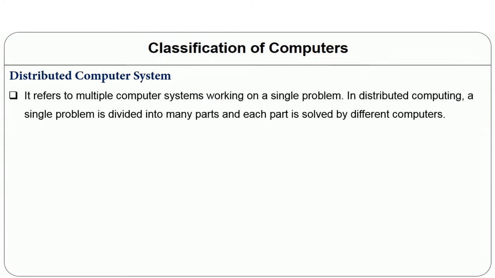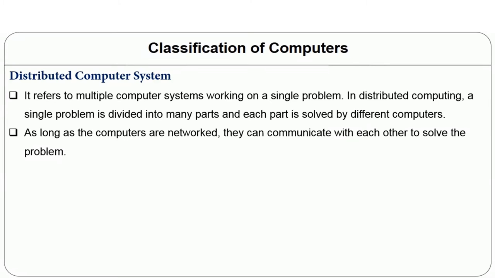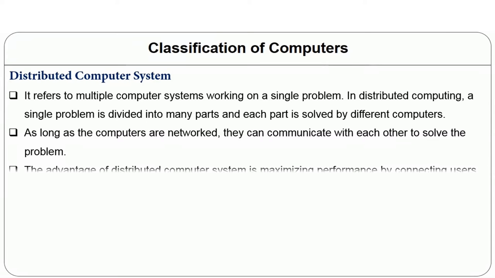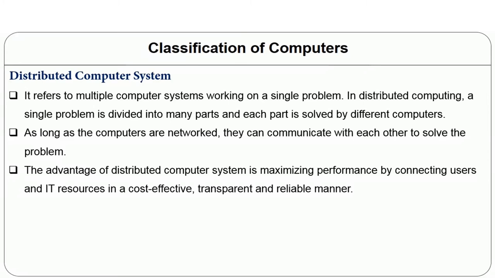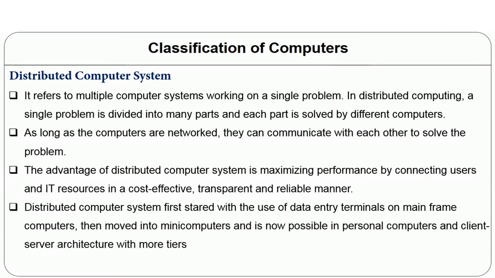Distributed computer system. It refers to multiple computer systems working on a single problem. In distributed computing, a single problem is divided into many parts and each part is solved by different computers. As long as the computers are networked, they can communicate with each other to solve the problem. The advantage of distributed computer system is maximizing performance by connecting users and IT resources in a cost-effective, transparent, and reliable manner. Distributed computer system first started with the use of data entry terminals on mainframe computers, then moved into mini computers, and is now possible in personal computers and client-server architecture with more tiers.